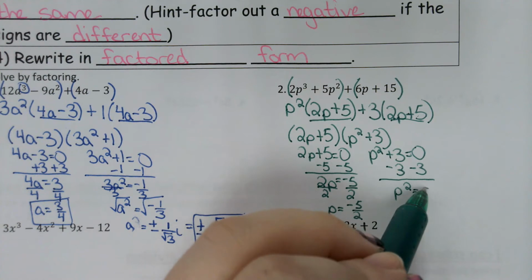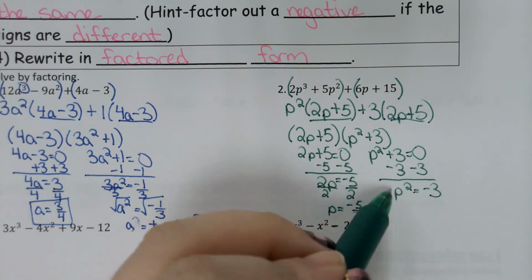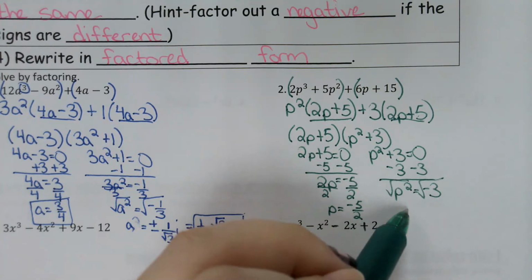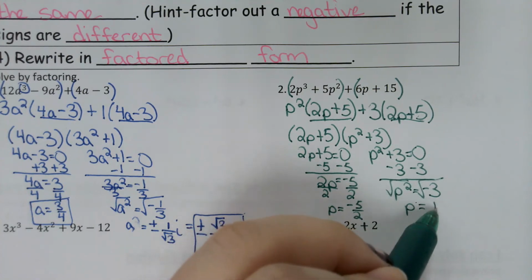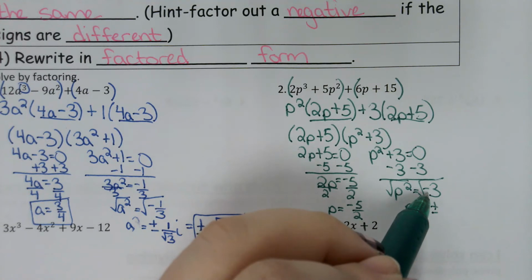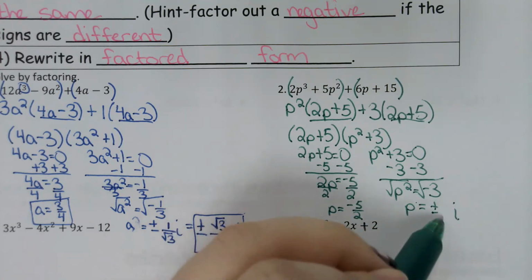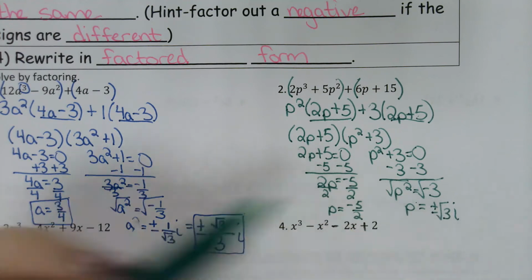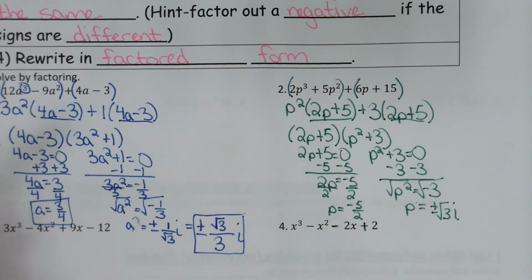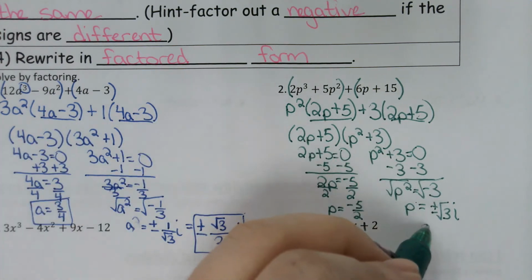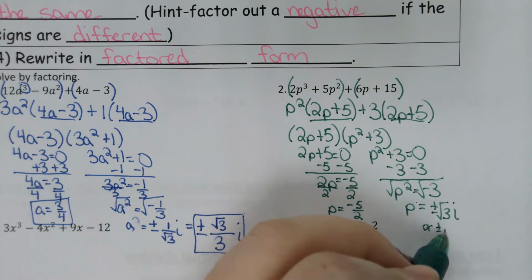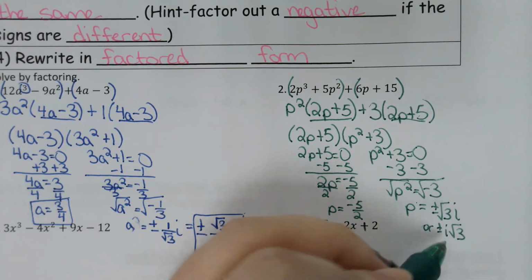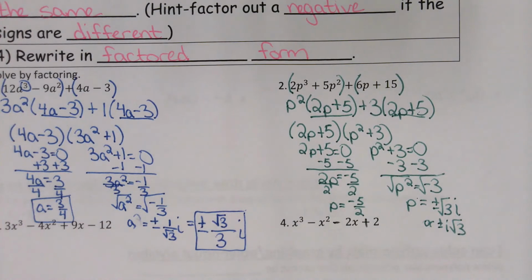P squared equals negative 3. Square root both sides, and p equals plus or minus. The square root of a negative leaves me with i, and the square root of 3 can't be reduced. So we'll have the square root of 3i, or you could rewrite this as i square roots of 3, plus or minus i square roots of 3. The second is probably more preferable so that you can make sure that the i doesn't look like it's underneath the radical. Did I find all the solutions?